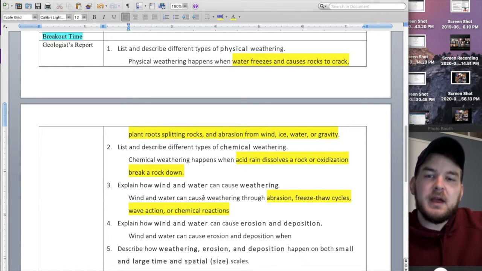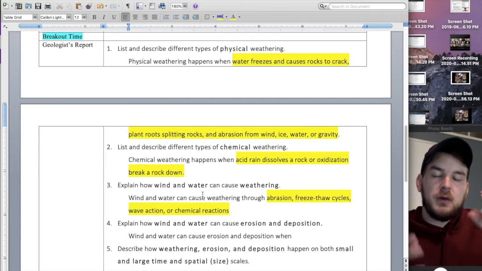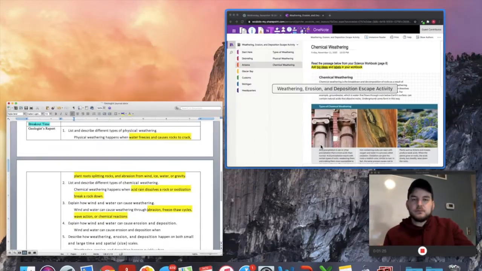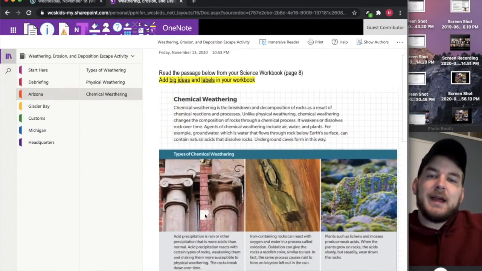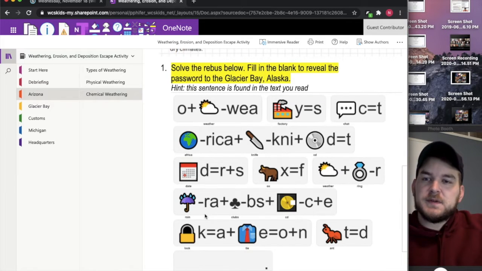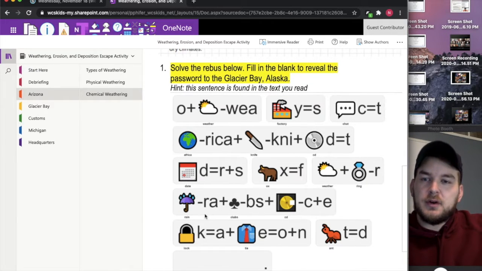Lastly, number 3, how wind and water can cause weathering. So this is just pulled from a bunch of different sections, but wind and water can cause weathering through abrasion, freeze-thaw cycles, wave action, or chemical reactions. Now I'm going to move back to the Rebus puzzle, and this puzzle is going to help us get into Glacier Bay.